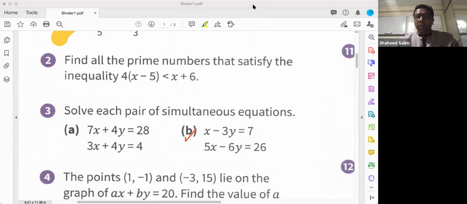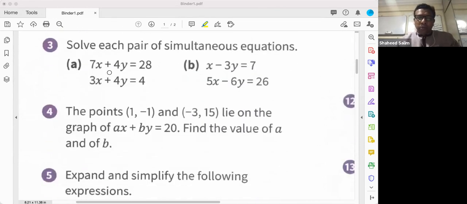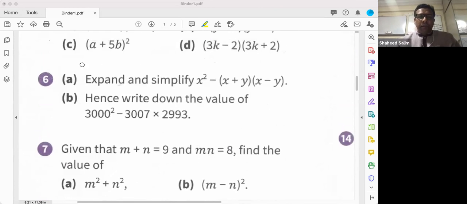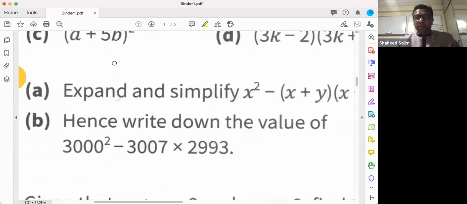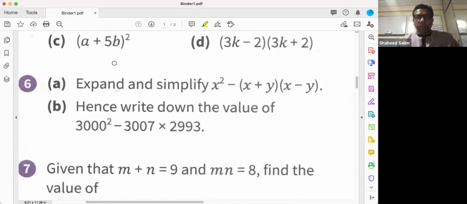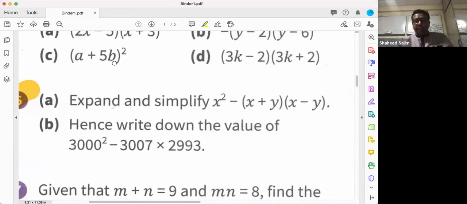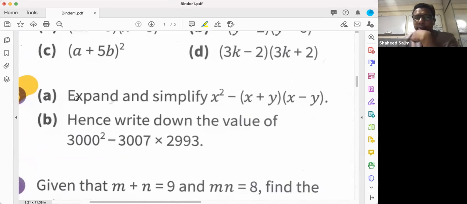All right, so we are going to jump now. We're going to try an interesting question here. I want you to look at the pattern down here, number 6. We might go back to some of the questions if we have time. Number 6. Now, can you just expand this first? 6a. You expand and simplify, and tell me what the answer is.